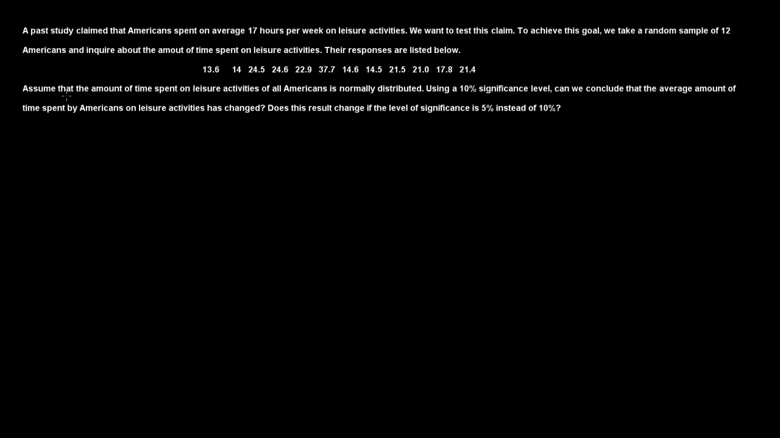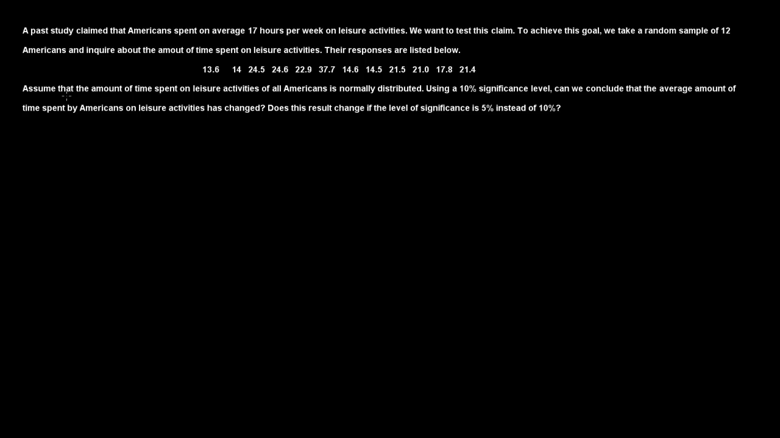Assume that the amount of time spent on leisure activities of all Americans is normally distributed. That's very important. Using a 10% significance level, can we conclude that the average amount of time spent by Americans on leisure activities has changed? And then, of course, we are going to change it up a little bit and ask, does this result change if we change the level of significance from 10% to 5%?